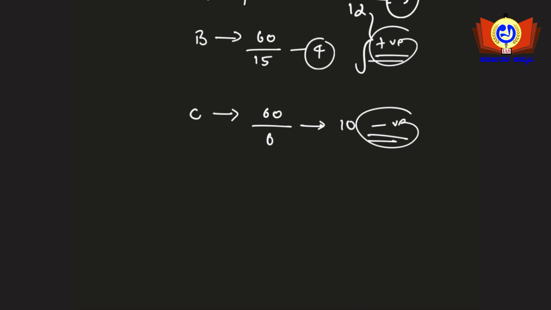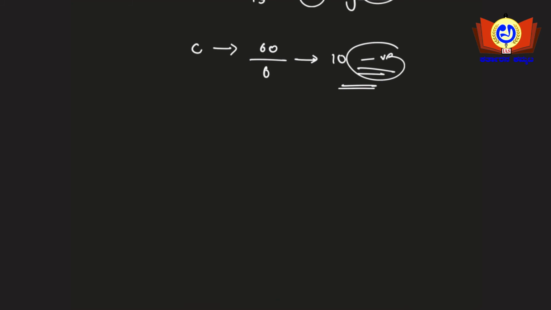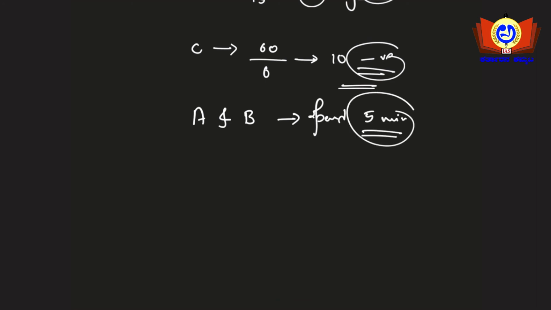Okay, so we also know the formula, that is time into efficiency is work. Time into efficiency is work. Therefore efficiency of C will be negative as it is an outlet pipe. Okay, this is an outlet pipe, so hence the efficiency of C will be negative. So the question says that A and B are opened for 5 minutes. Okay, so what is the efficiency here?